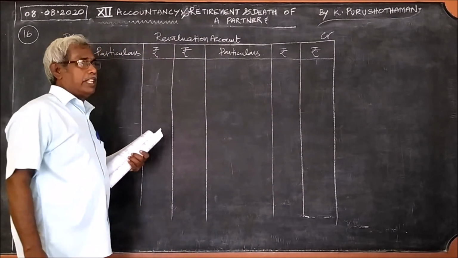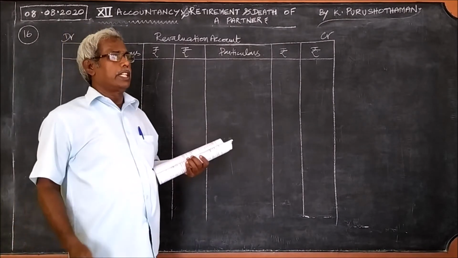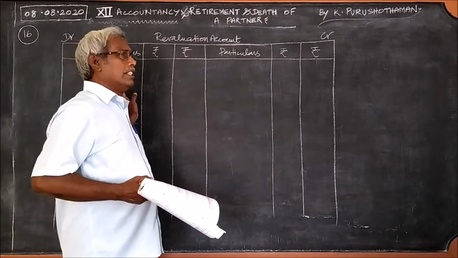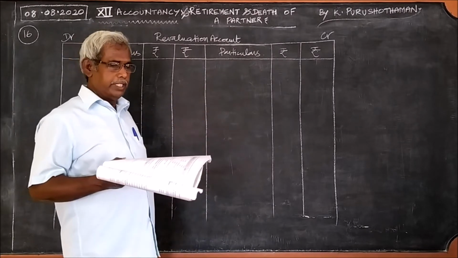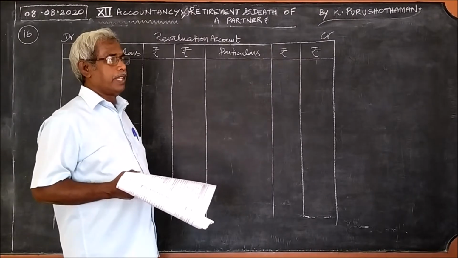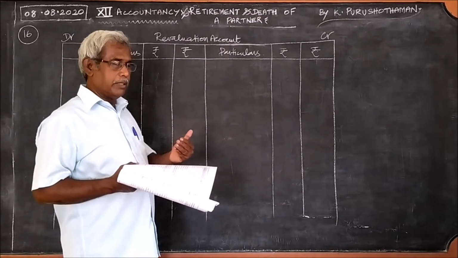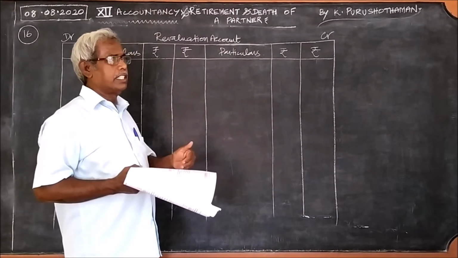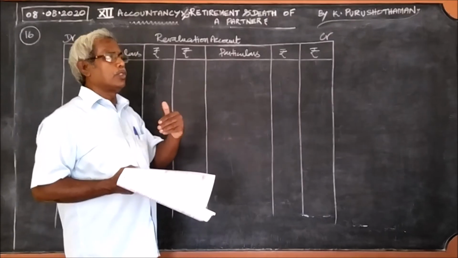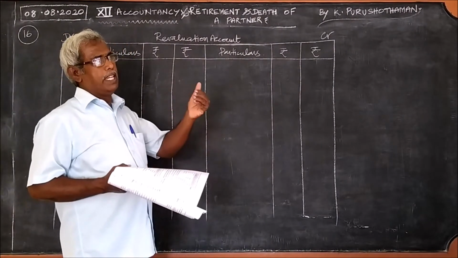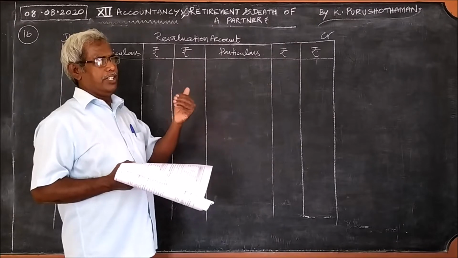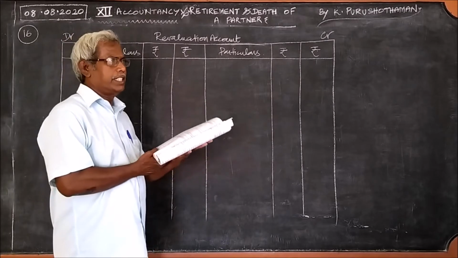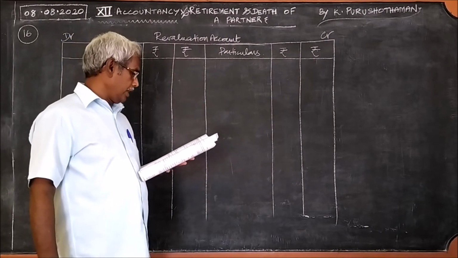When we prepare the revaluation account, we should write the profit items on the credit side and the loss items on the debit side. Where we should find the profit item and the loss item? The profit items and loss items should be found from the adjustments given under the balance sheet of the question. Balance sheet கீழ adjustments கொடுத்திருப்பாங்க. அதிலேந்து from that we must find the profit items and the loss items.